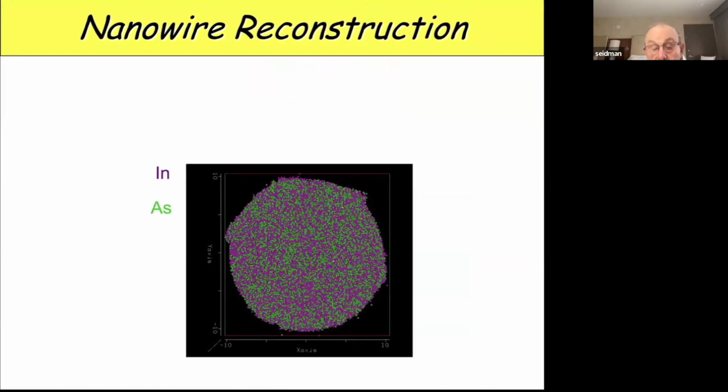Okay, now here is the same material, indium arsenide, and the arsenic atoms are greenish and the indium atoms are kind of purple. And this is really a three-dimensional object, but what you're looking at is a two-dimensional cut through that three-dimensional object. And every spot corresponds to a single atom. And you can see the dimensions here. It's not all that clear. This is about 20 nanometers this way, and this is about 20 nanometers this way. But it's a nanowire, so to speak.